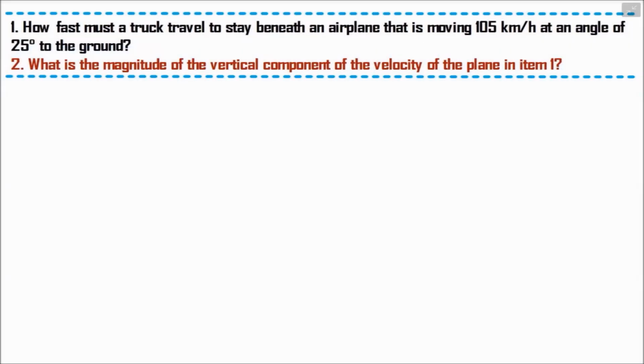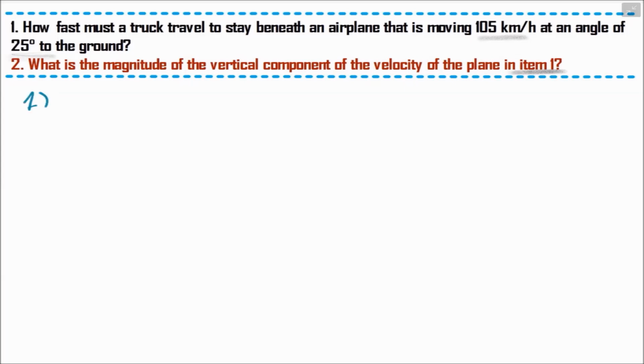Hello, welcome everyone. In this case, how fast must the truck travel to stay behind an airplane that is moving 105 km per hour at an angle of 25 degrees to the ground? And at the second question, what is the magnitude of the vertical component of the velocity of the plane in item 1? That means these two questions are related to each other. And in this first question, it says actually what is the x component of the velocity.